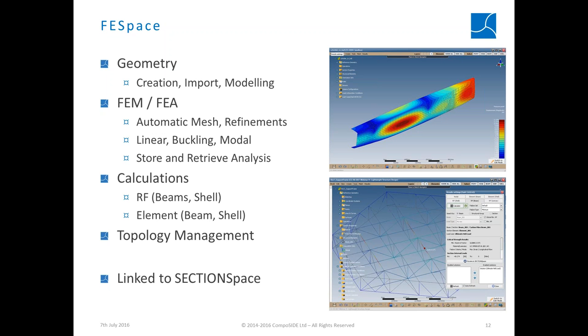FE Space also features topology management, which allows you to create a geometry based on beam models and sections created in Section Space, and then to retake those sections back into the Section Space environment, modify them, review the results, and then bring those back into FE Space, hence facilitating the three-dimensional design side of things alongside the conceptual design phase.